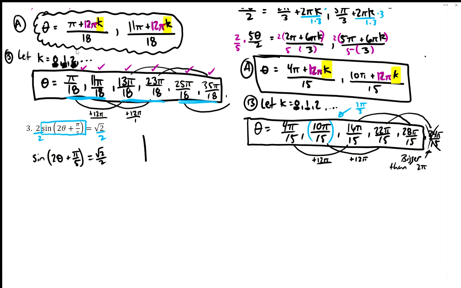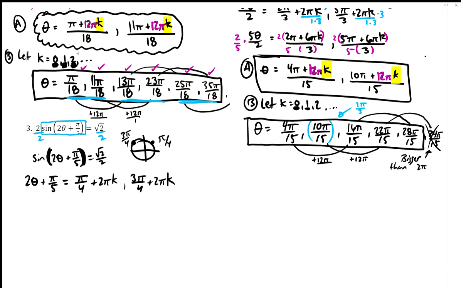And then we could use our unit circle. So our trig function is isolated now. And where sine is the square root of 2 over 2 is in the first quadrant and the second quadrant, right in the middle of them. So that's pi quarters and 3 pi quarters. So that means this big angle, 2 theta plus pi fifths, should equal pi quarters, and again we'll just instantly say plus 2 pi k to it, comma, 3 pi quarters plus 2 pi k.